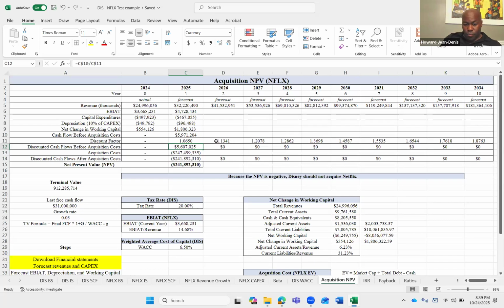You're going to bring 1 plus the WACC to the second power, to the third power, all the way to the 10th power. So all this will be filled out, right? And then from there, you want to bring in what's called enterprise value. So the acquirer has to pay for the target firm.